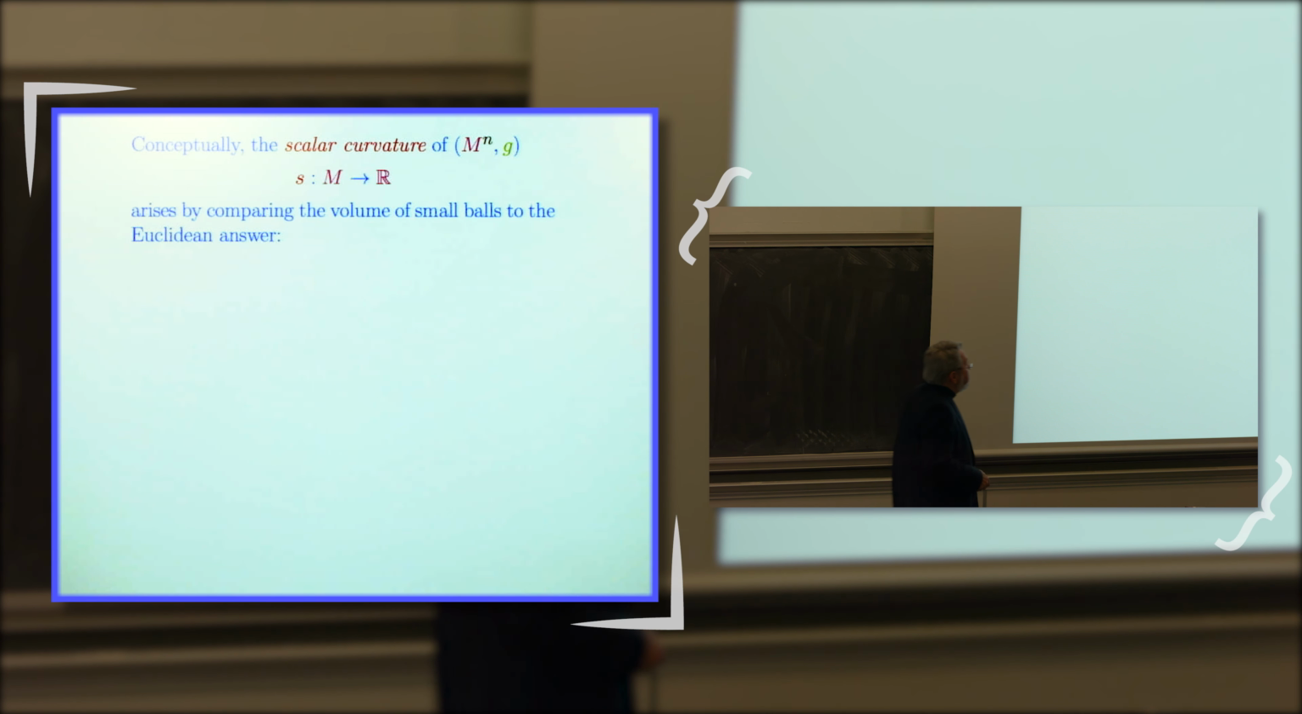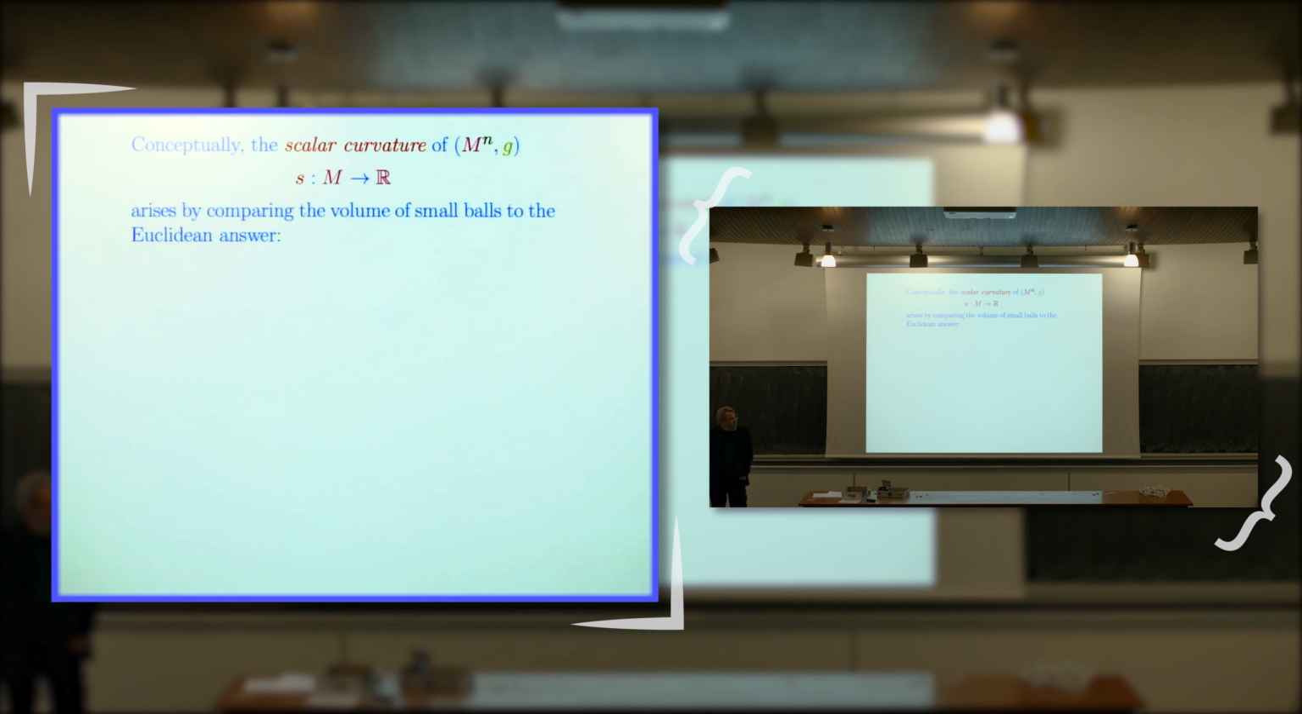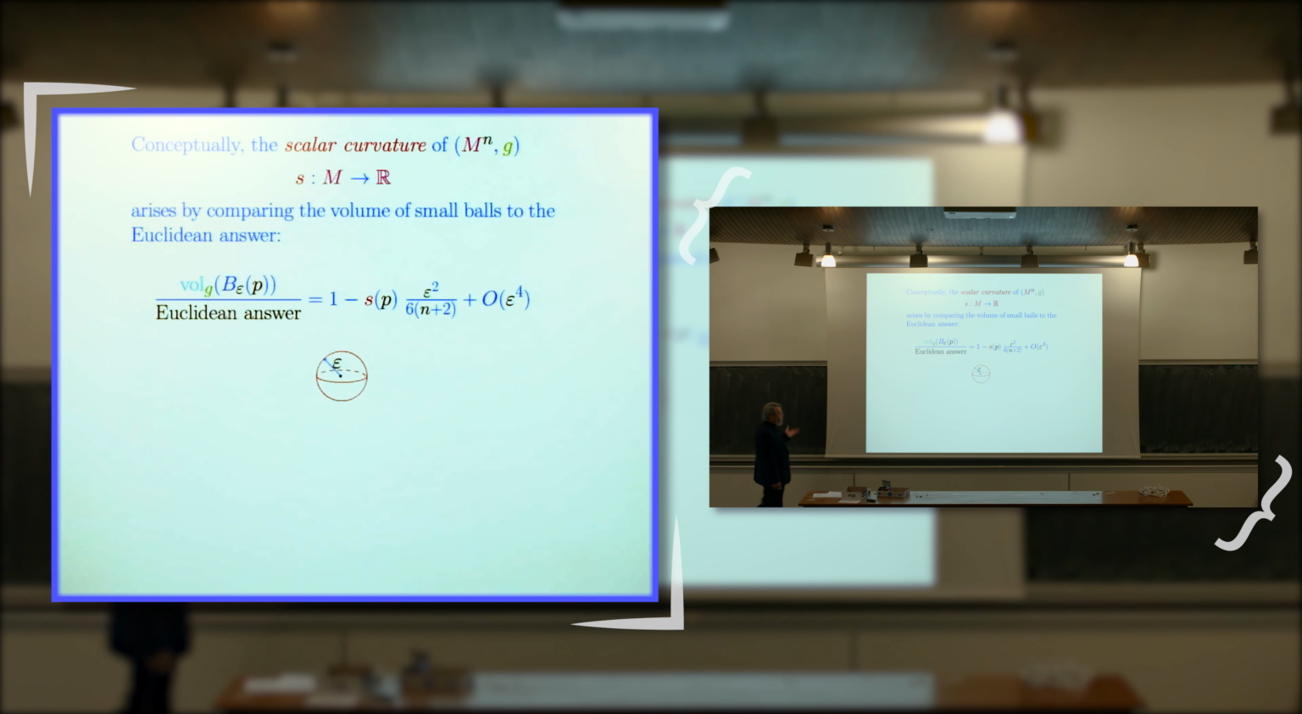It arises when you compare the volumes of balls in the manifold to the balls in Euclidean space. And what do you mean by a ball? Well, you could say it's the image of a small ball in the tangent space under the exponential map. But it's a remarkable fact that that's exactly the same as the set of points that you can reach by curves of distance less than epsilon. It's a non-trivial lemma in a first course in Riemannian geometry.